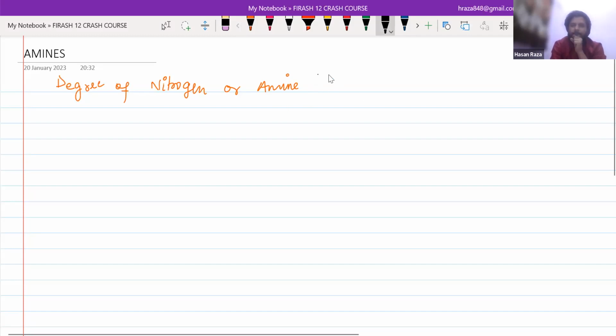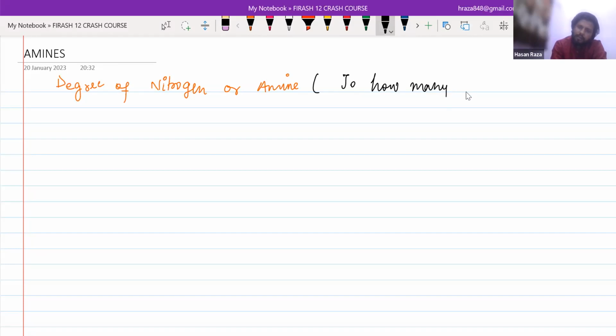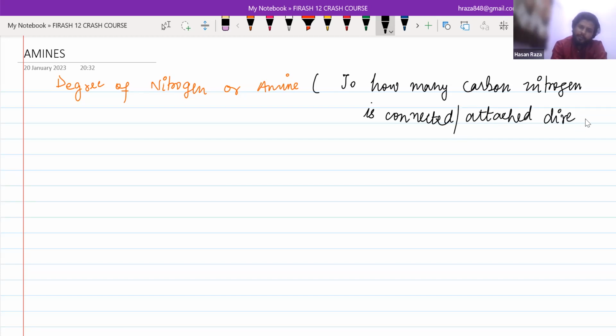So always remember to how many carbons the nitrogen or amine is connected or attached directly. It's very easy to understand. If this is RNH2, it is connected to only one carbon group, an alkyl group. So it is 1 degree or primary amine. We say it is primary amine.